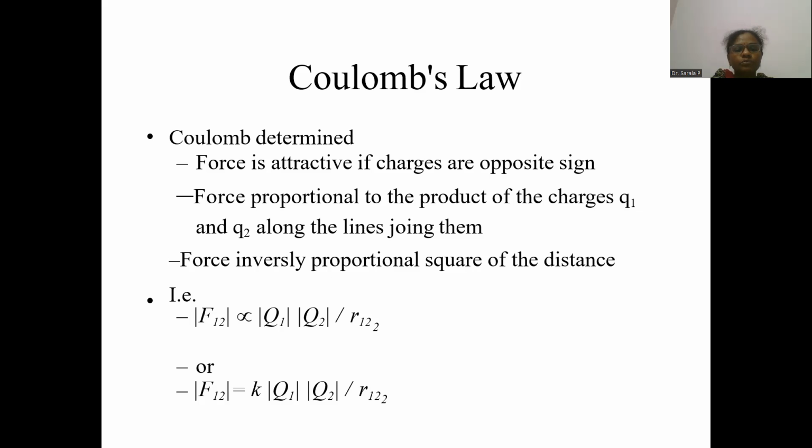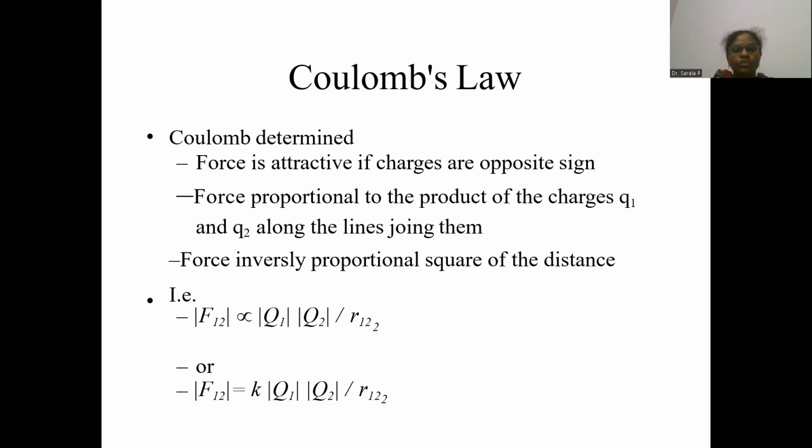So here Coulomb's law is determined by having a force. The force is an attractive force if the charges are of opposite sign. The force is also proportional to the product of the charges, that is Q1 and Q2, along the line joining them. So Q1 and Q2 are opposite sign charges, and the force is proportional to the product of the two magnitudes of the charges.